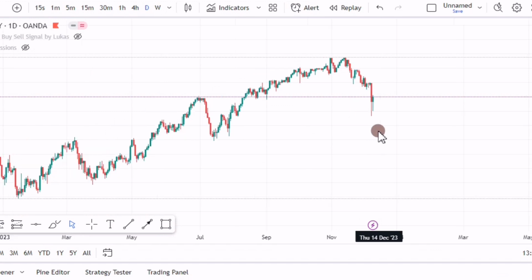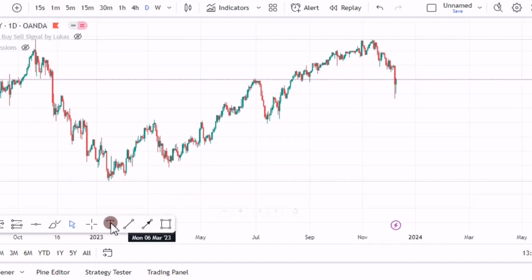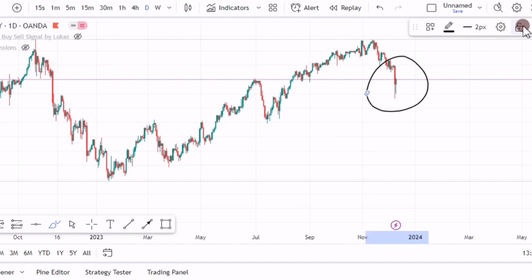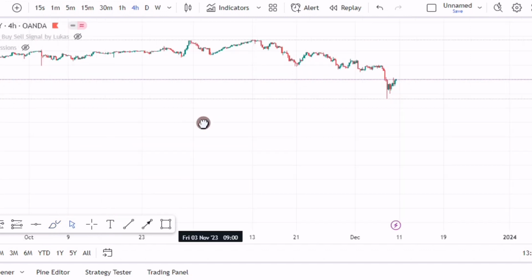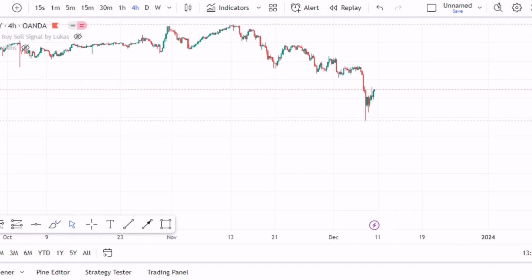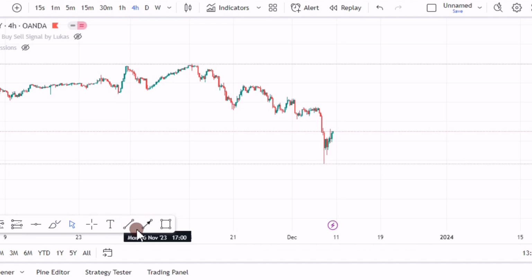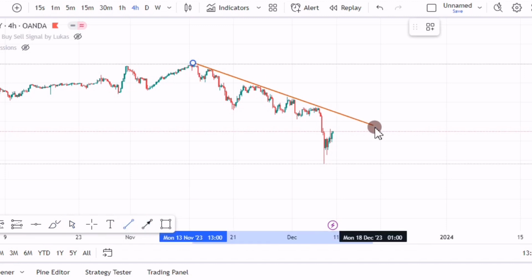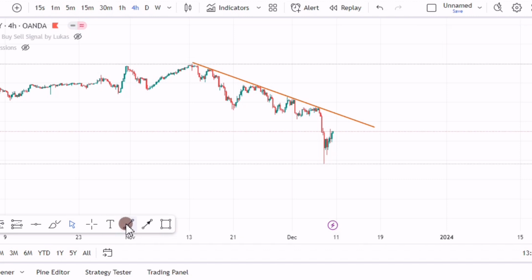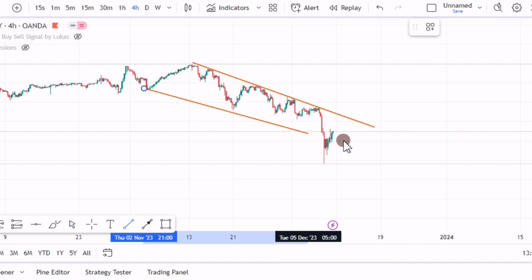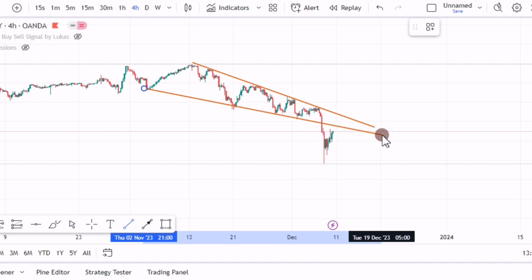Okay, it's not very clear because we want to see what is happening right there. So let's take it to the 4 hour. The 4 hour seems to be giving us something. Seems like this is a trend line that we have there. Is that another trend line?